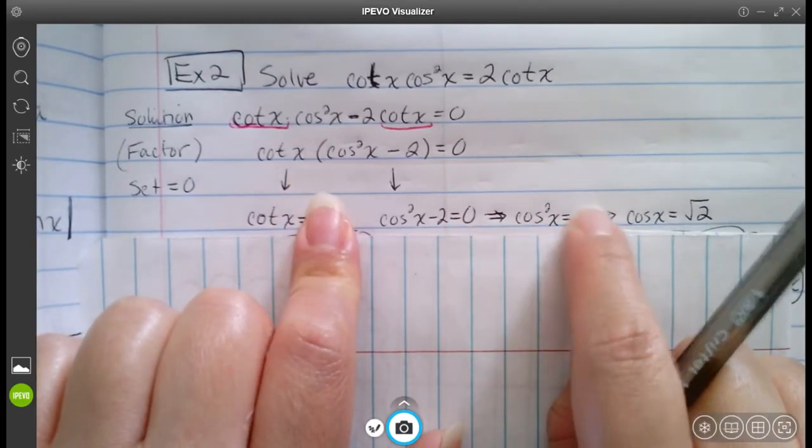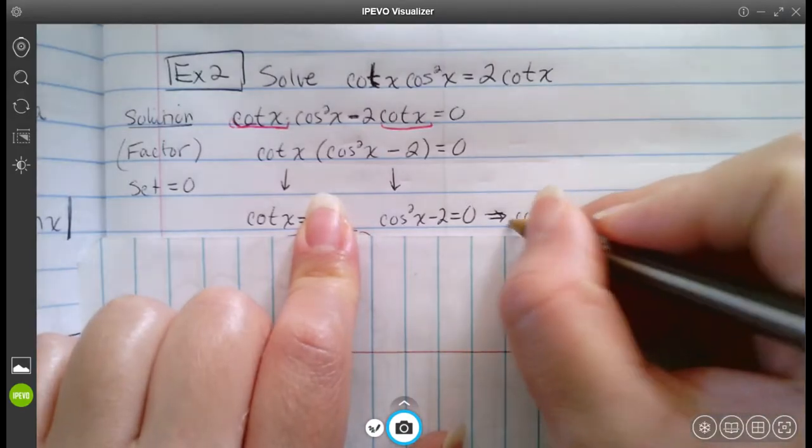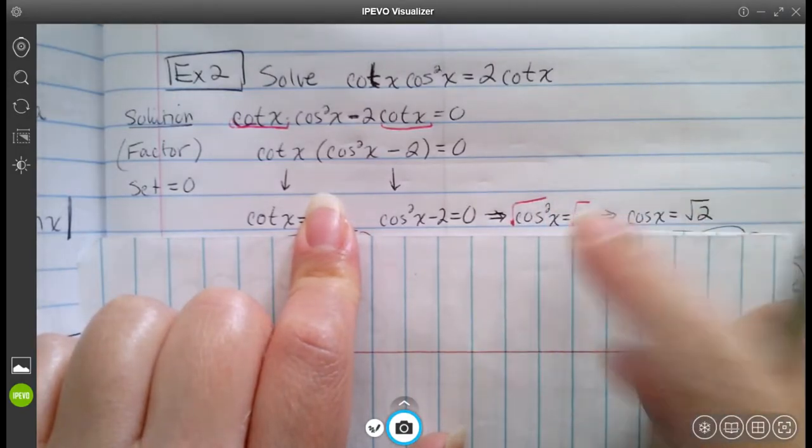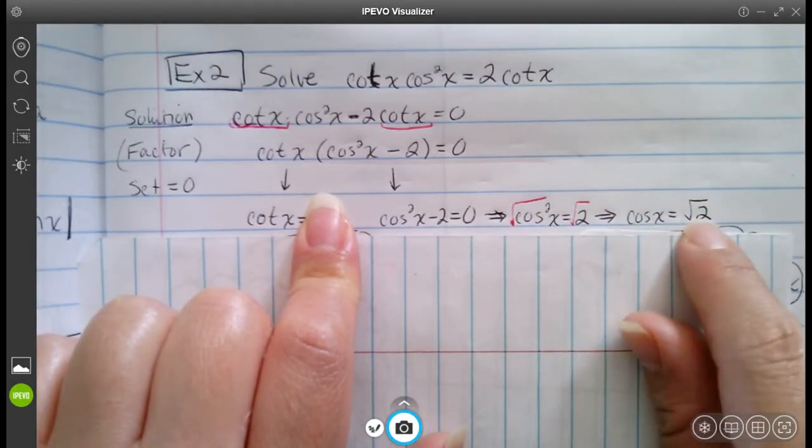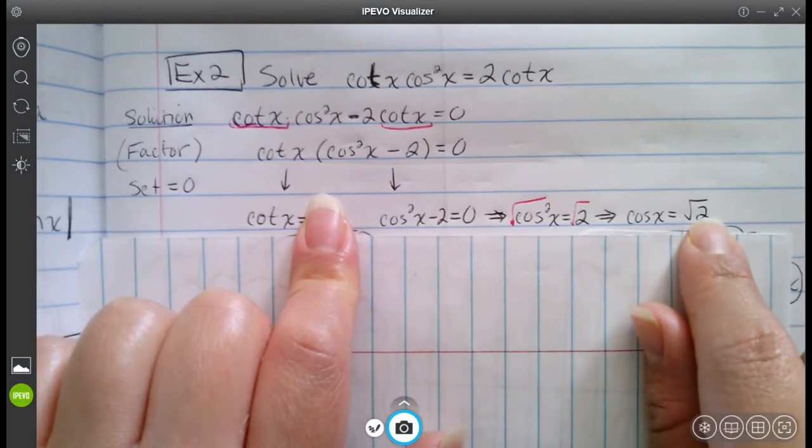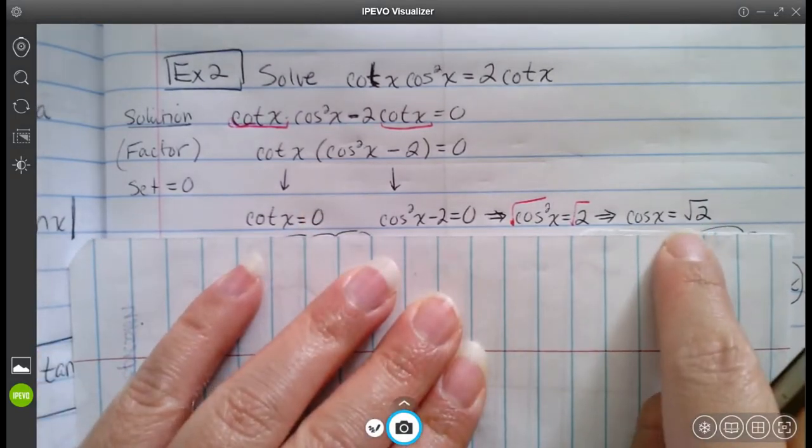And then I'm going to square root both sides. And that gives me cosine of x is equal to the square root of 2. So we'll come back to that in just a bit.